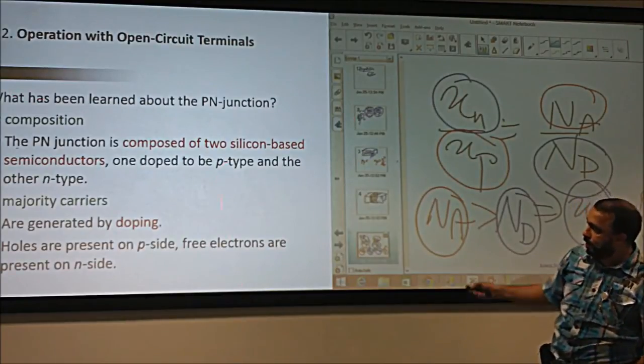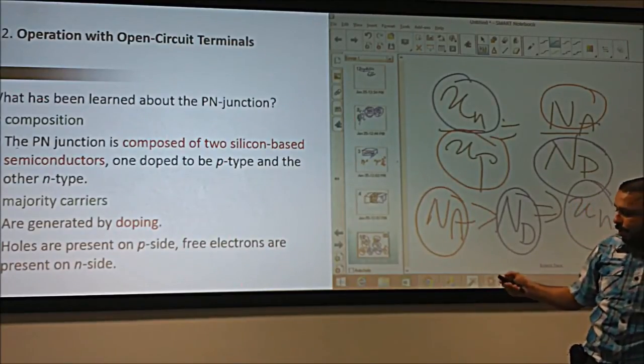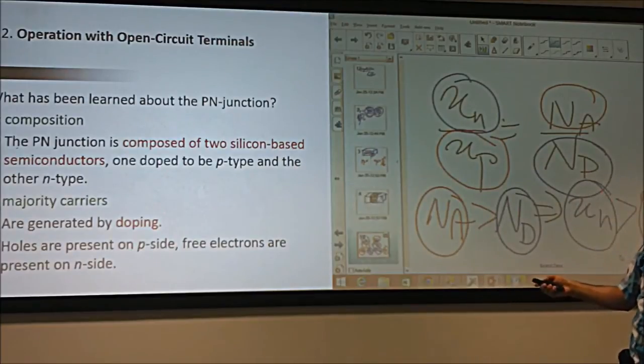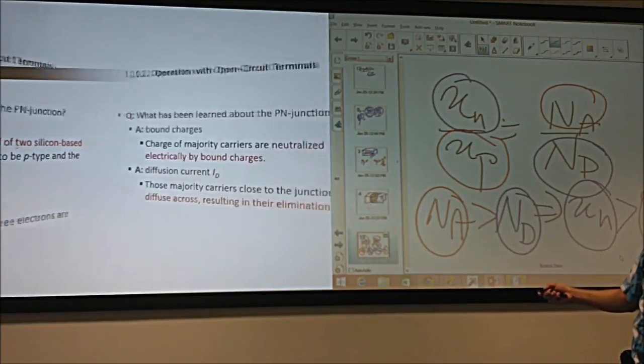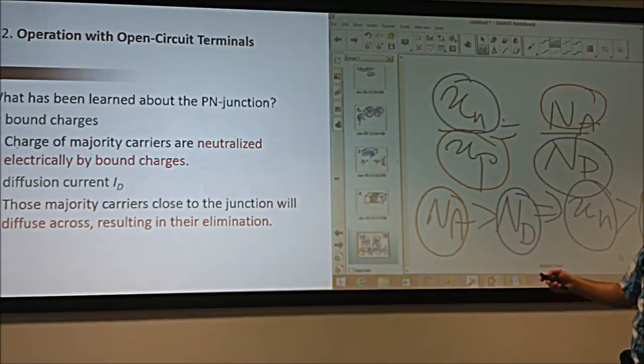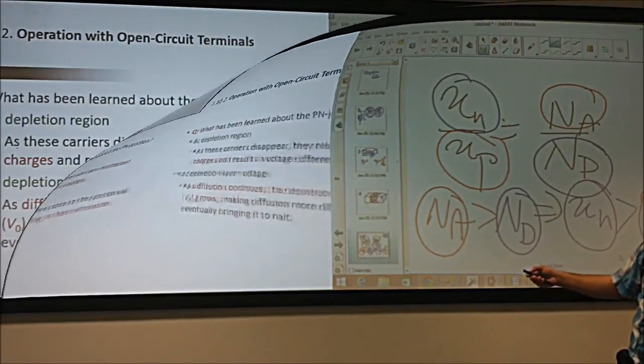I let you read this very carefully at home. This is just a summary. Please have a look at that. We've also studied the bound charge and the diffusion current ID as well as the IS.